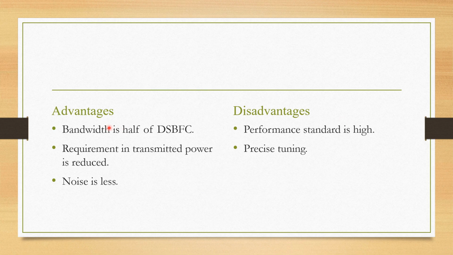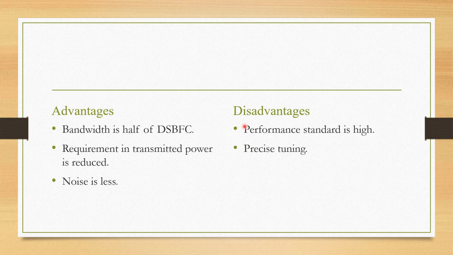So what about the advantages and disadvantages? The bandwidth is going to be half when compared to double sideband full carrier, and the required transmitted power is reduced. Why is it reduced? Because we are going to have a good power saving, as the power in one of the sidebands is saved. Because of the narrow bandwidth of SSB, the effect of noise at the receiver side is reduced, and when the noise is reduced, obviously we are going to have better quality in reception of SSB.